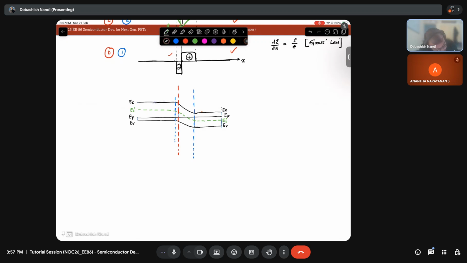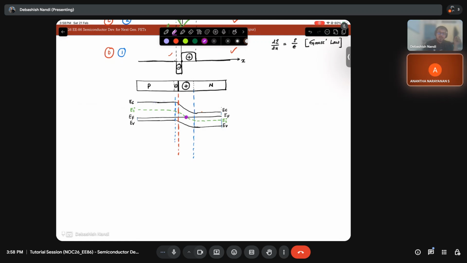So this is my PN junction. At what point do I have the intrinsic part of the device? This is my intrinsic part of the device, this particular point. Why is it intrinsic? Because at this point my EF and EI are coinciding. Is that clear?